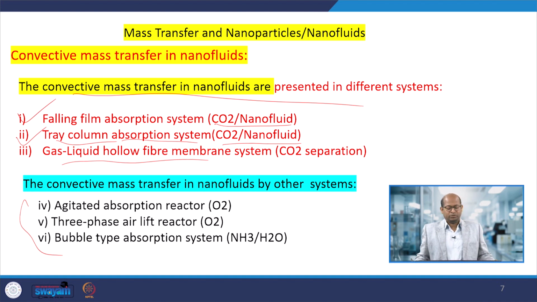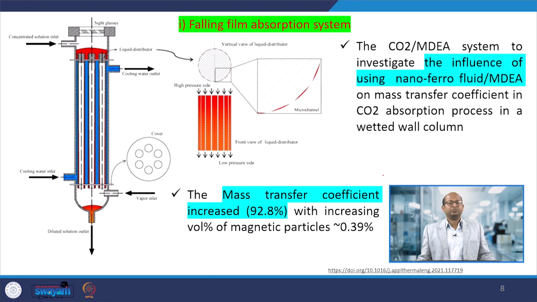So that I'm not going to discuss, only based on this we'll discuss. So here's one: the falling film absorption system, where CO2 would be separated out by using MDEA, methyl diethanolamine solutions, to separate the CO2 from the gas mixture where the CO2 concentration is higher. If you want to bring down that CO2 concentration, this type of absorption system is used to separate it out.